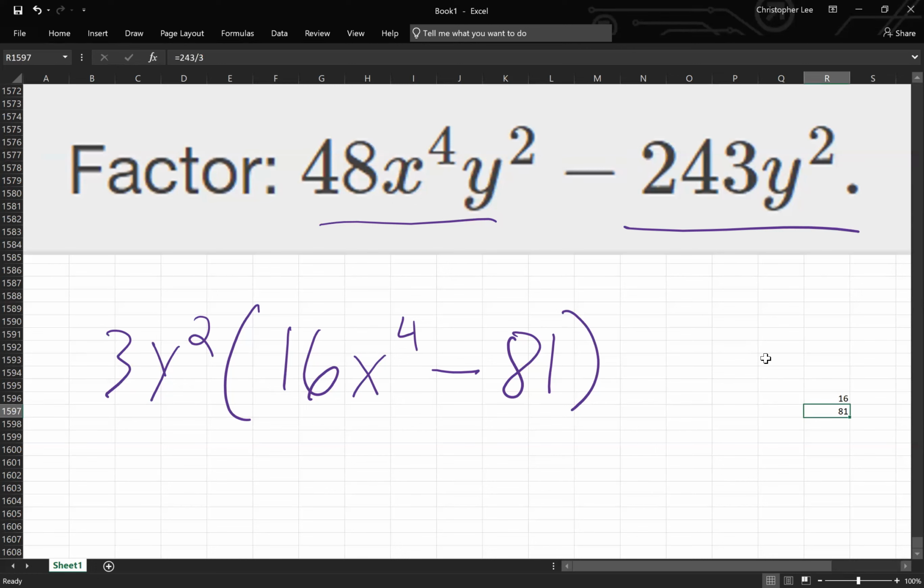If you're wondering how I even knew that it would be divisible by 3, if you add up all the digits of 243, what do you get? 2 plus 4 plus 3 is 9. 9 is divisible by 3, therefore 243 is divisible by 3.